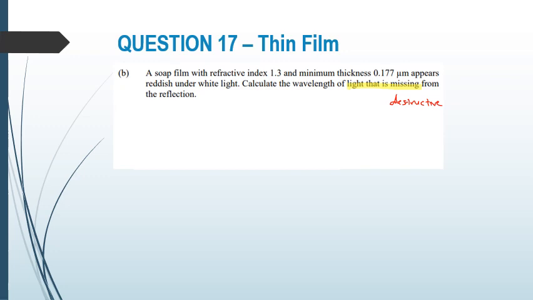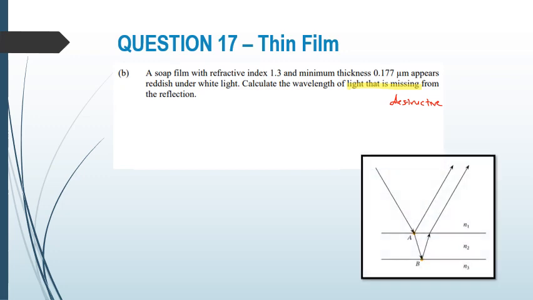But when it comes to thin film, other than determining the type of interference, we also need to find out what type of sources we have. So for this question, let's look at the diagram on the right hand side. So we have the soap film. Soap film is the second layer. So for the second layer, the n is 1.3. Outside the soap film, of course, is the air, which is 1.0. Inside the soap film is also air, 1.0.